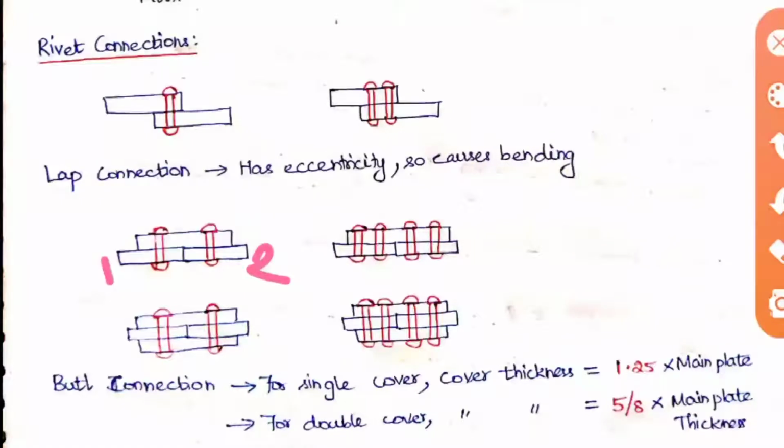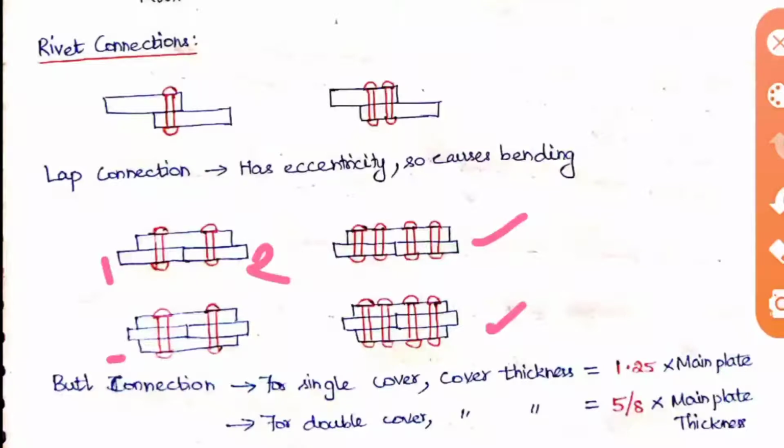In the second case, it is a single cover double riveted butt connection. In the third case, on both sides, that is the upper and the lower, the cover is given. So it is called a double cover single riveted butt connection. And in the fourth case, it is a double riveted double cover butt connection. So these are the different types of connections.